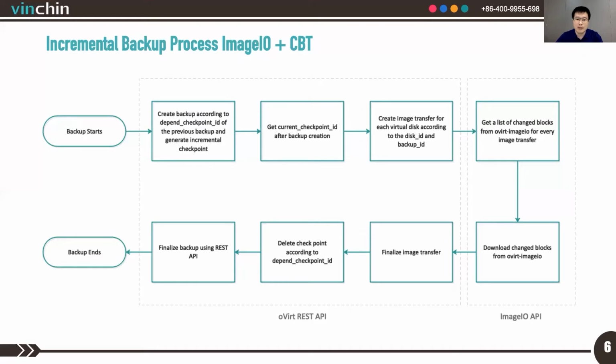In step 4 and step 5, Vinchin will use the imageio API to get a list of the changed blocks for each image transfer, and then download the changed data blocks from oVirt imageio. And then in steps 6, 7, and 8, Vinchin will use the oVirt REST API again to finalize the image transfer, delete checkpoints, and then finalize the backup to end the backup job session. The whole process is standardized using the oVirt REST API and the imageio API.